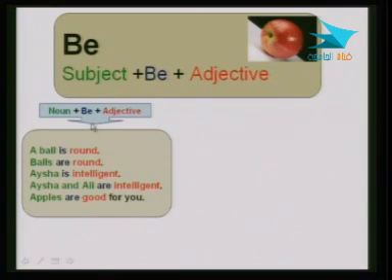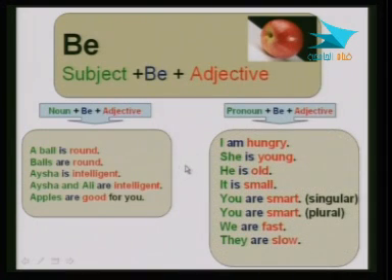Nouns, verb be, and adjective. We can also have pronoun, a verb be, and an adjective. I am hungry. She is young. He is old. It is small. You are smart. That's for singular, for one person. For two or more, you are smart. We are fast. They are slow.